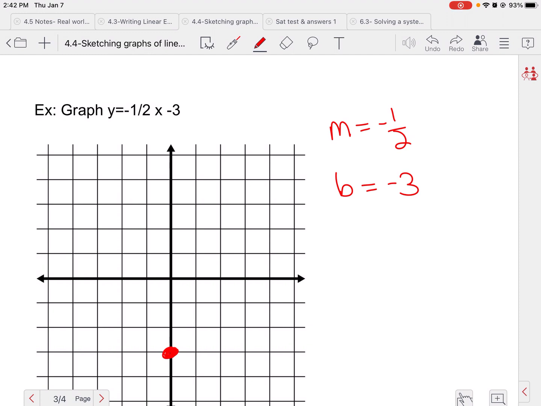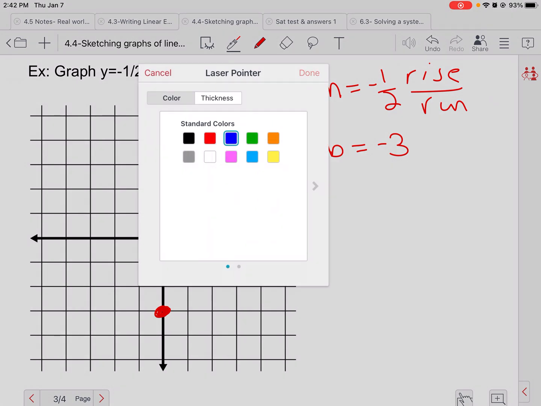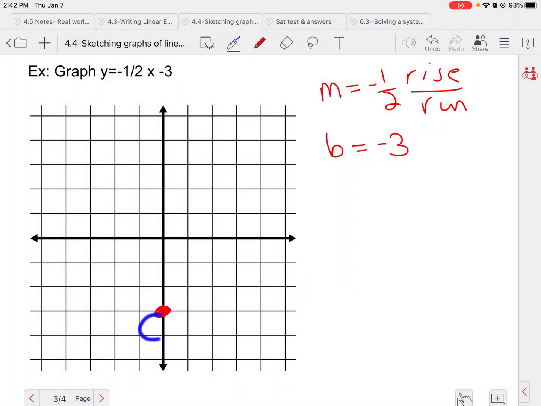Now from the y-intercept, we're going to use the slope. Well, the slope is rise over run. Now since it's negative 1, that tells me to go down 1. Down 1 to the right 2. Okay? So that's where my new point is going to go.